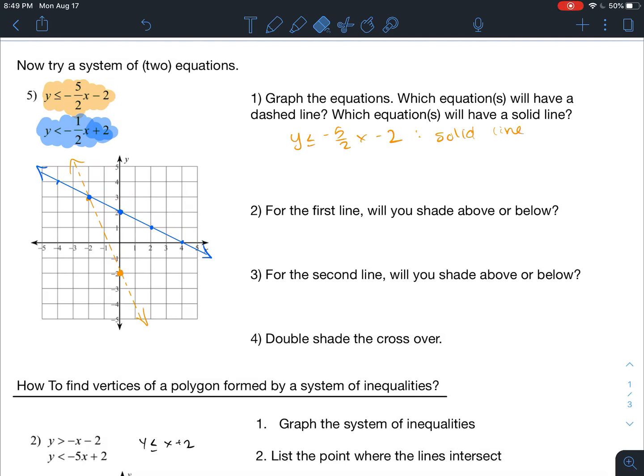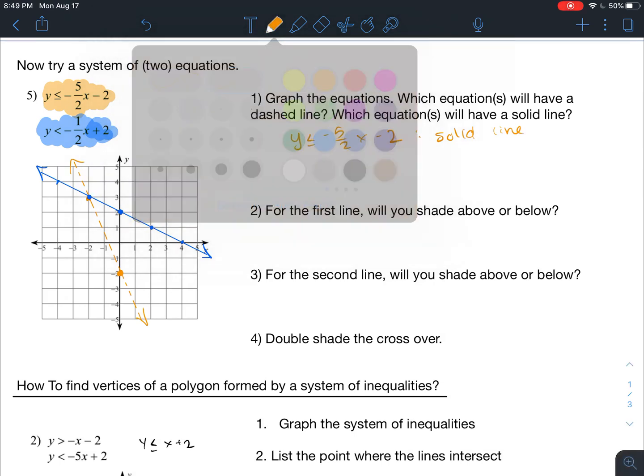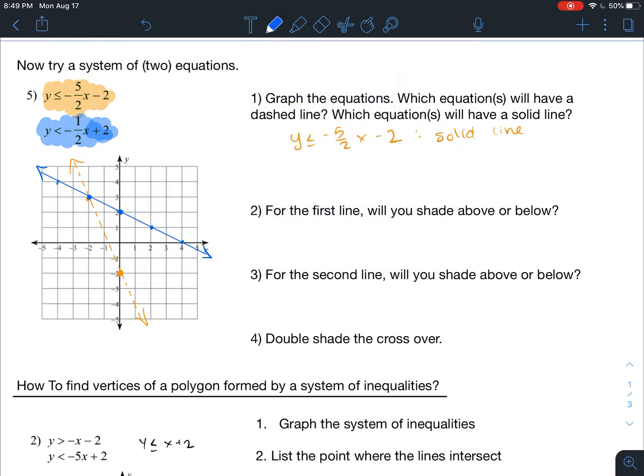There you go. Now for the first line, so this is for the orange line. Oh, sorry, before we continue, let's go ahead and write that in. So y less than negative 1 over 2 x plus 2, dashed line. Okay, so for our first line, will you shade above or will you shade below? So our first line says less than or equal to, so we are going to shade below the orange line.